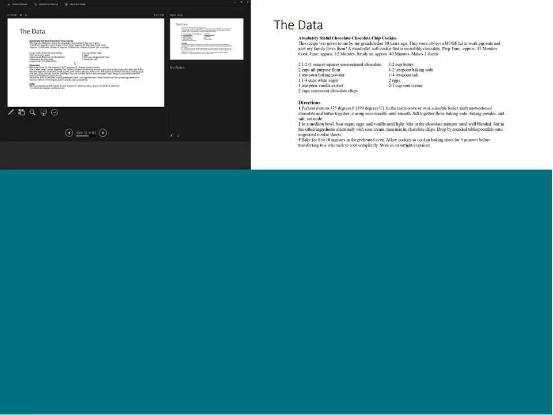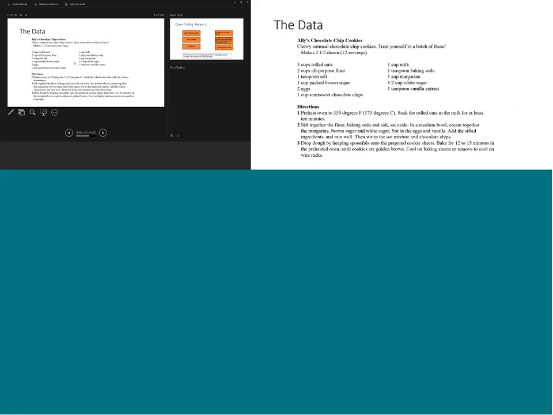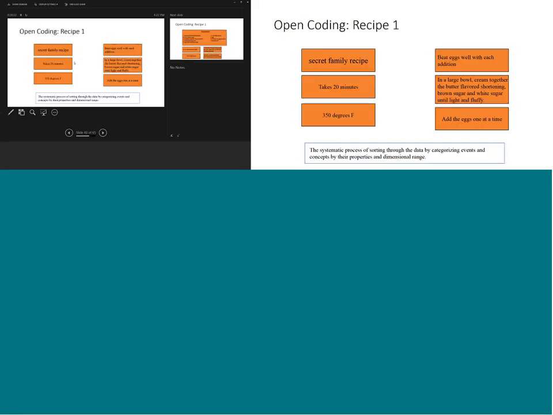I have other participants. There's the absolutely sinful chocolate chip cookie recipe, and then here's Allie's chocolate chip cookie. So I have my participants, and I want to start breaking it down.